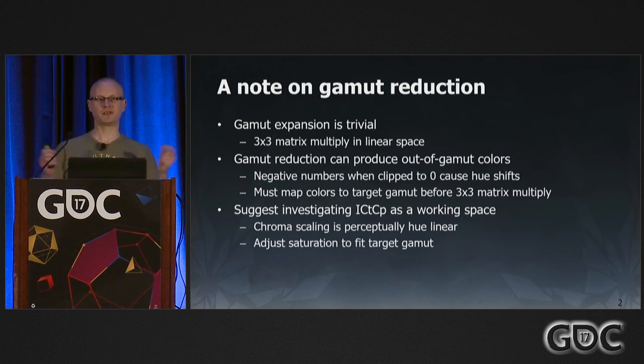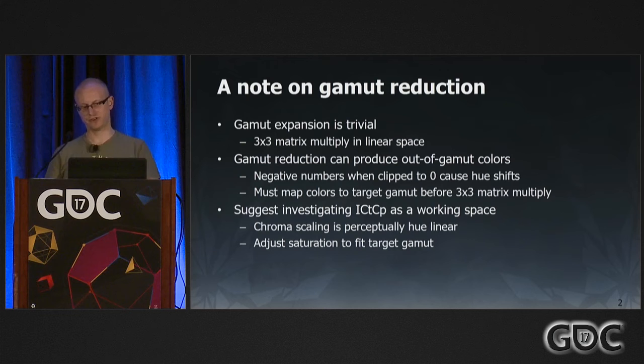If you take a value that's outside of your target gamut and then naively rotate it, then you get out of gamut colors, and this can manifest as negative numbers, which when you clip to 0 to output, you get hue shifts. And in a quick test, a vibrant red can become purple. This is not a subtle thing. This is really obvious. So you must absolutely map your colors to the target gamut before you do the transformation.